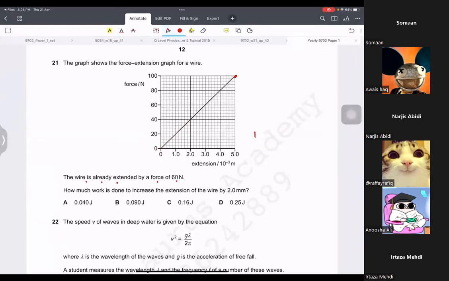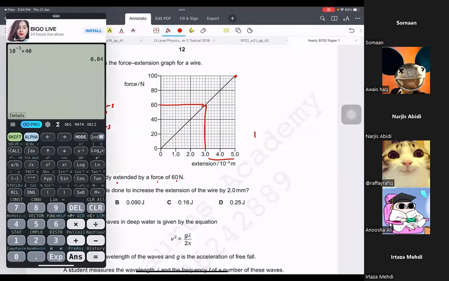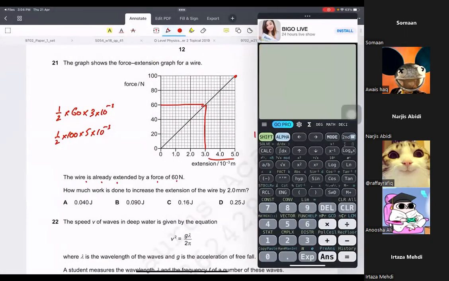And if I increase till 60, it is here. And if I increase to, how much work is done to increase? Oh my God, this is something. Okay. So initially it would be 60, and afterwards it will be 100. And then we got to subtract these two.